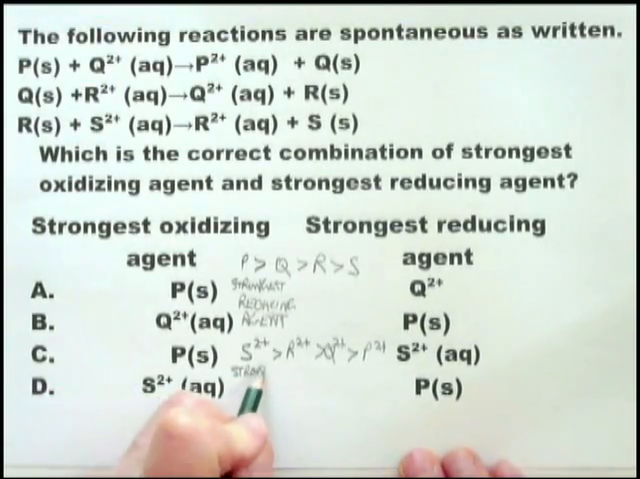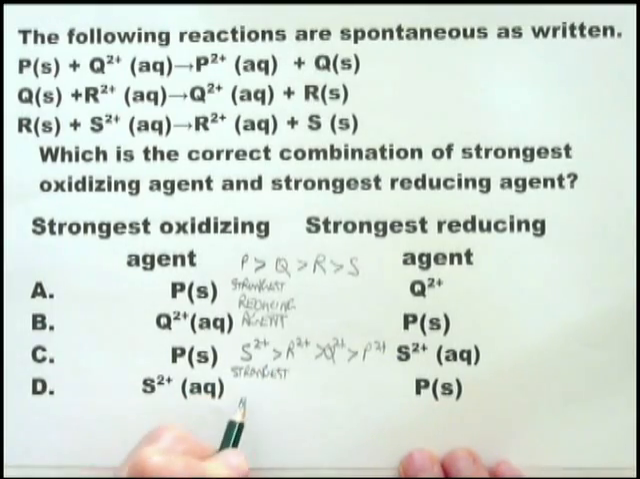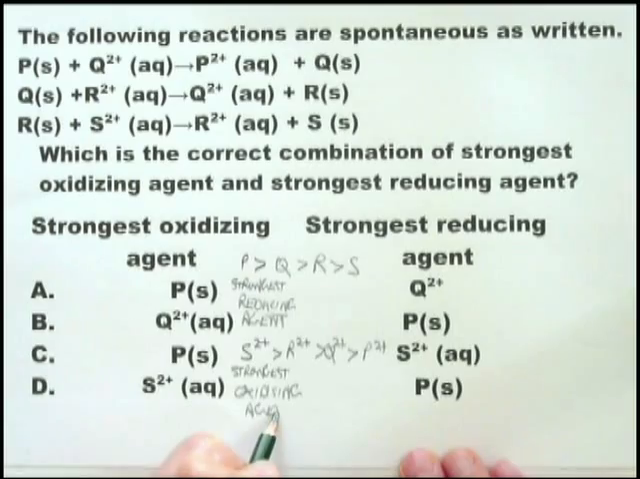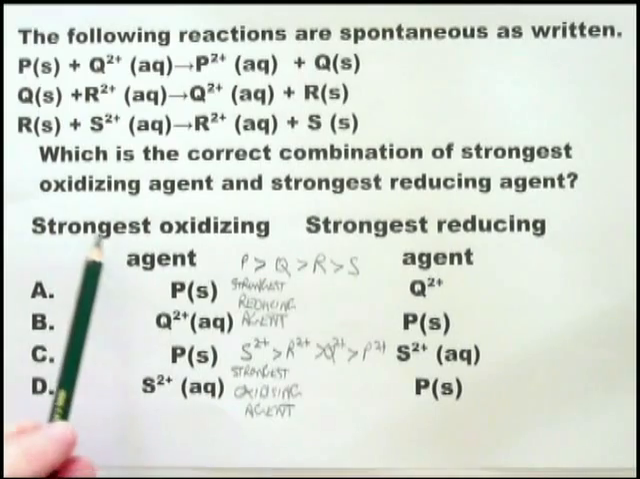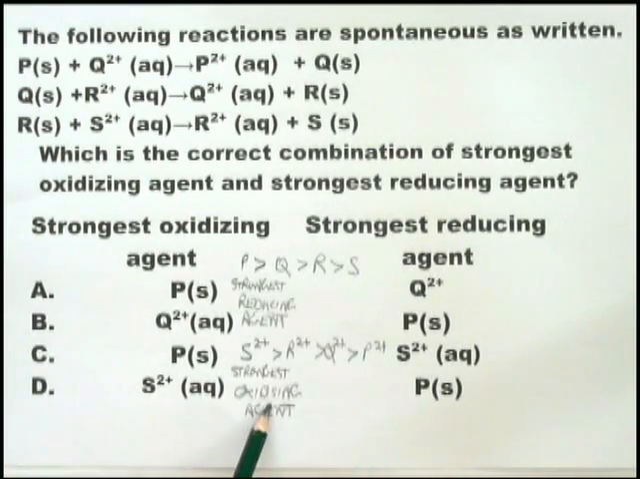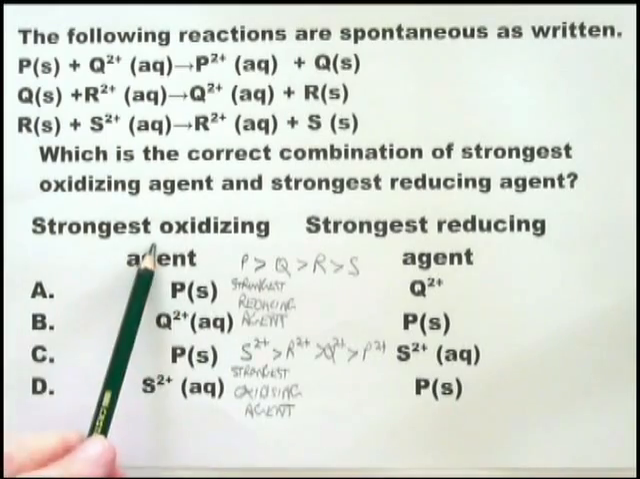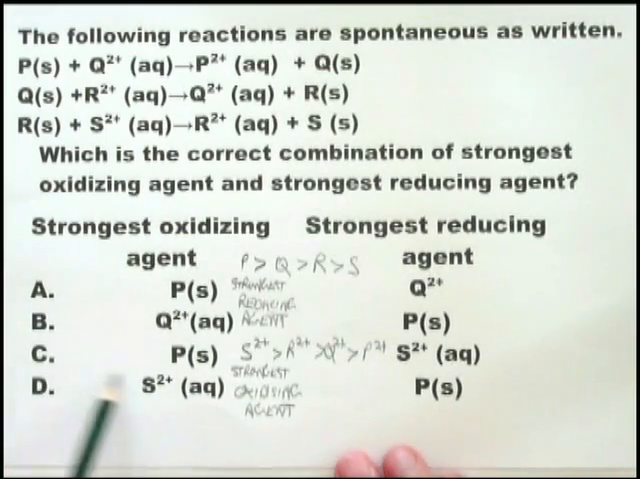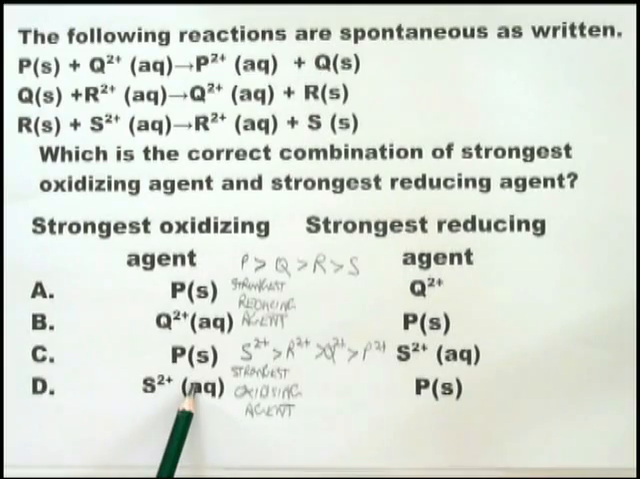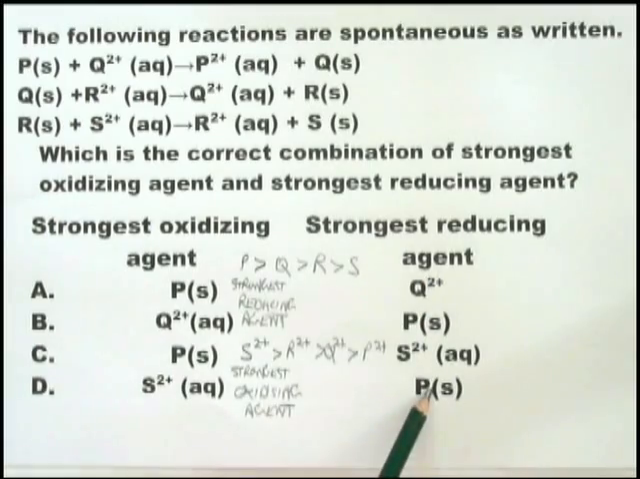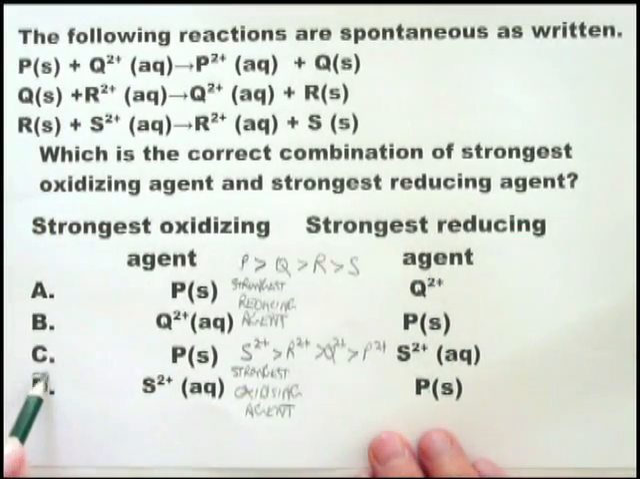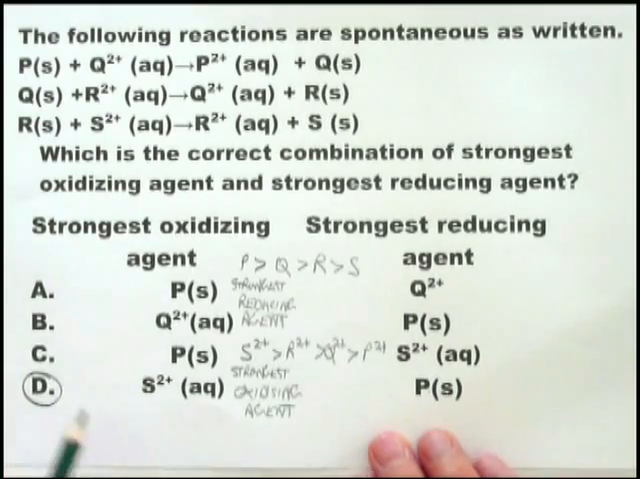So that's the strongest oxidizing agent. So we have all the information we need in order to answer the question. Which is the strongest oxidizing agent? It's S2+. So we go down here, well, there is only one of them. Let's just check that it fits with the strongest reducing agent. Strongest reducing agent is P, so that's there, P. So there we go. D.